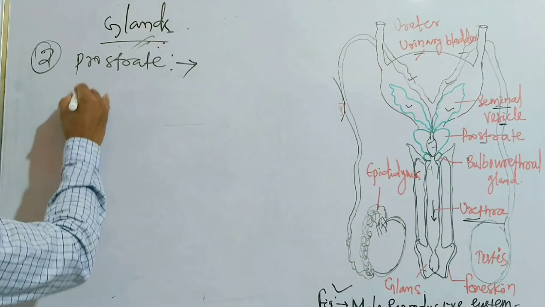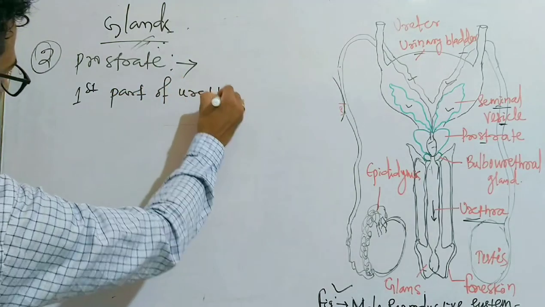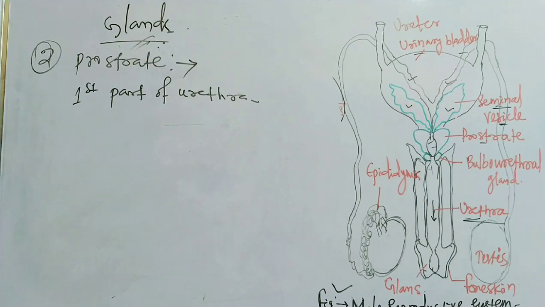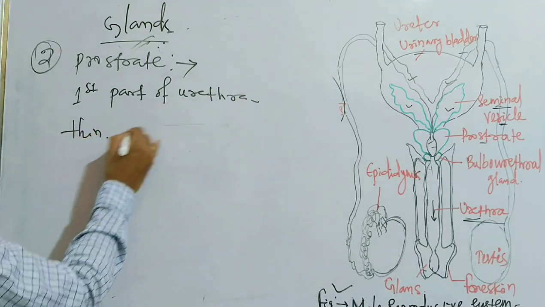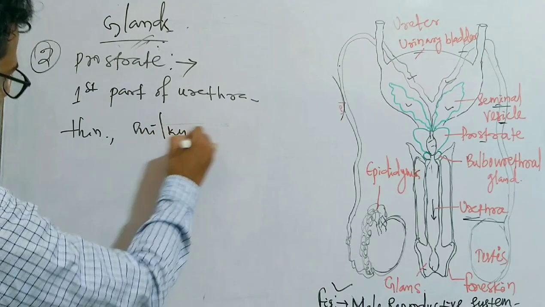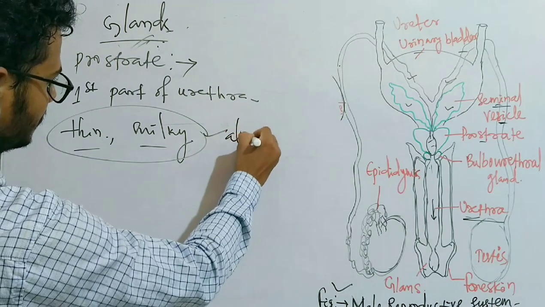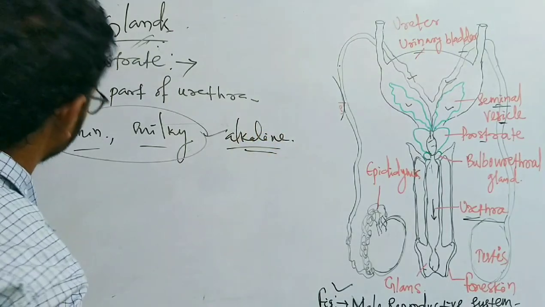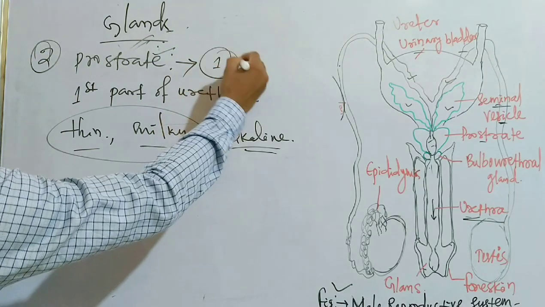It is around the first part of urethra. It is the first part of urethra, and secretions of prostate are thin. Secretion is thin and milky, and it is an alkaline fluid, and this prostate gland is present in one.